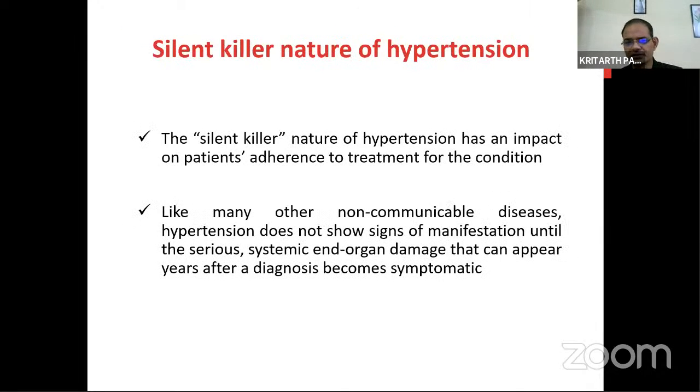Hypertension is a silent killer. Naturally, hypertension has an impact on patient adherence to treatment for the condition. Like many other non-communicable diseases, hypertension does not show signs of manifestation. Most patients are asymptomatic until serious systemic end organ damage appears years after diagnosis and becomes symptomatic. When the patient is symptomatic, the patient presents with heart failure, kidney disease, stroke, MI.